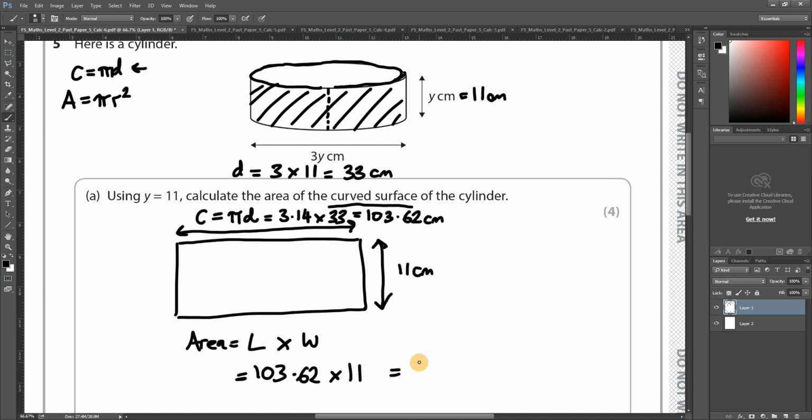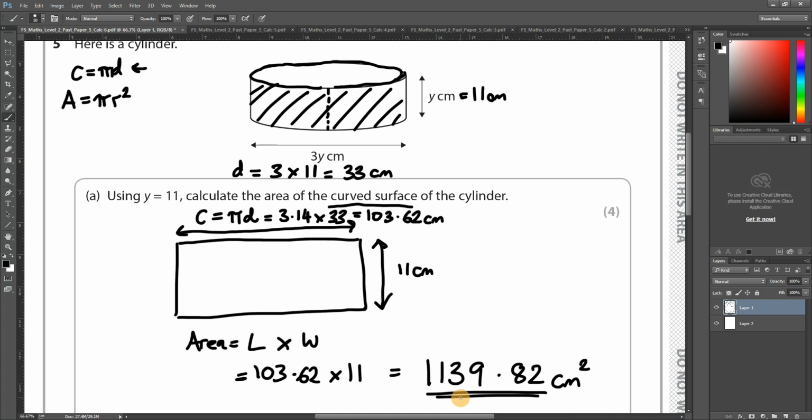So now 103.62 times 11 gives us 1139.82. And that's going to be centimeters squared. And that is going to be your final answer for part A.